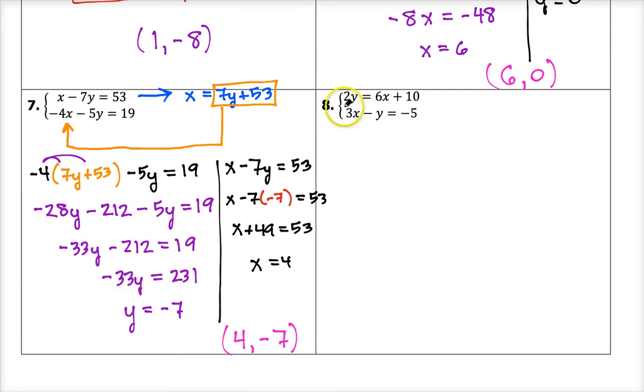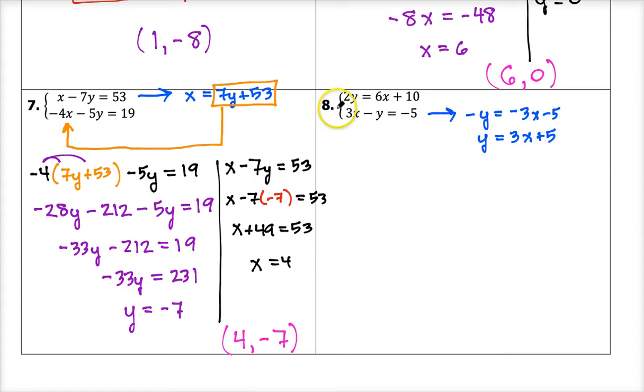Okay, last one. 2y equals 6x plus 10, and 3x minus y equals negative 5. If you look at the second equation, y has a coefficient of negative 1. So to solve for y in this equation, I can subtract 3x from both sides to get negative y equals negative 3x minus 5. And then if I divide everything by negative 1, I get y equals 3x plus 5.